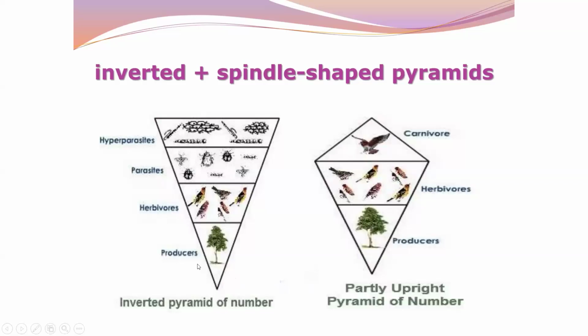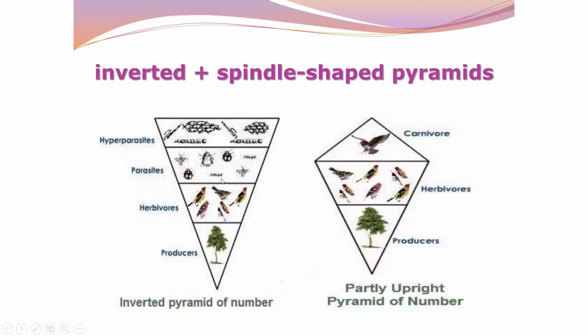Here, for example, the producers are the base. In the parasitic ecosystem, the base is occupied by the producers. The number on only one tree is one, and many birds are present. These many birds, the herbivores, are followed by the parasites which live on the external surface, so the number of parasites is more.